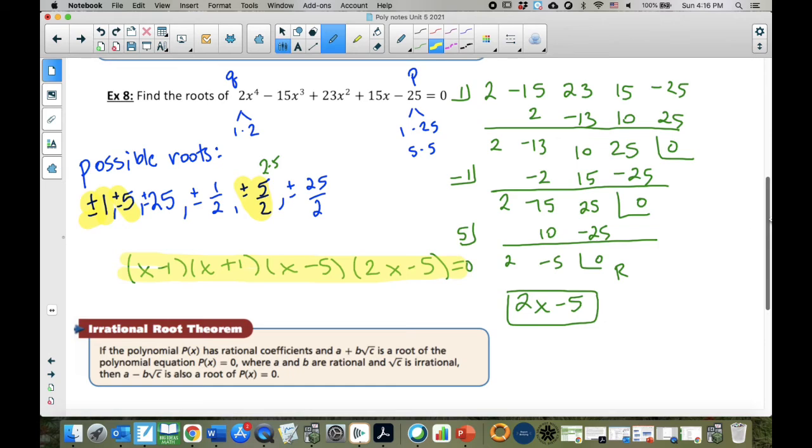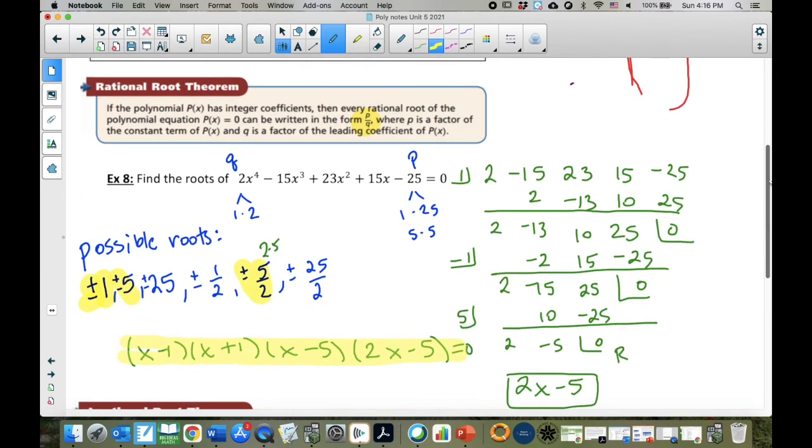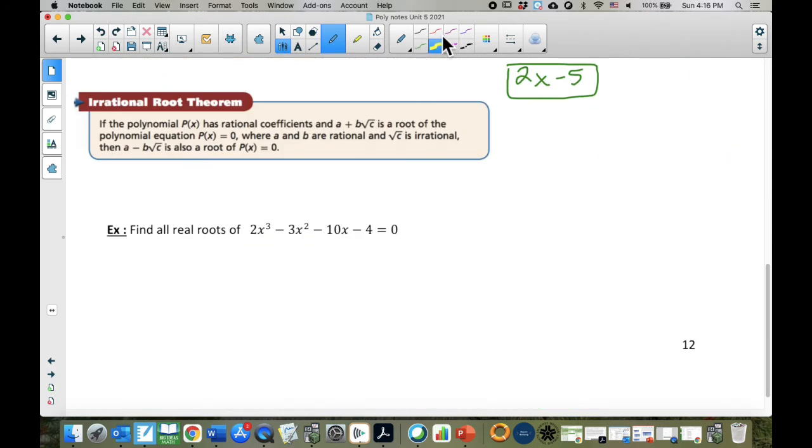First of all, this one we just did was called the rational root theorem. All of these are rational numbers. They are integers, or the numbers that can be expressed as fractions. That's what a rational number is. Down here we have the irrational root theorem. Irrational numbers are numbers that cannot be expressed as a fraction. They are like numbers that repeat forever, like pi or square root of 2.